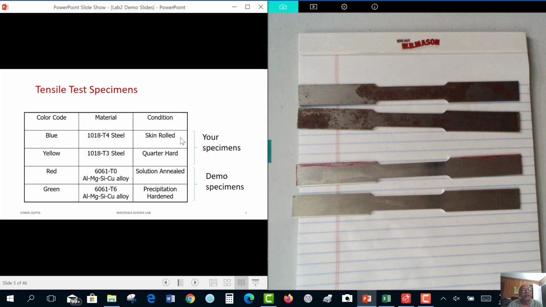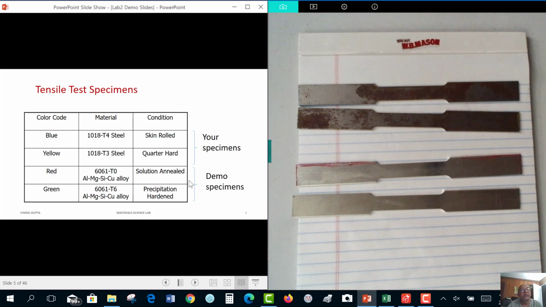So again, giving you the big picture, we have two specimens that you are going to work on for your spreadsheet. One is labeled blue. It's a 1018 T4 steel specimen. It is skin rolled, meaning only the skin of the sample surface has been hardened or cold worked. The second sample is a yellow sample, which is 1018 T3, and it is quarter hard. It has been cold worked so that it has achieved about a quarter of its maximum hardness.